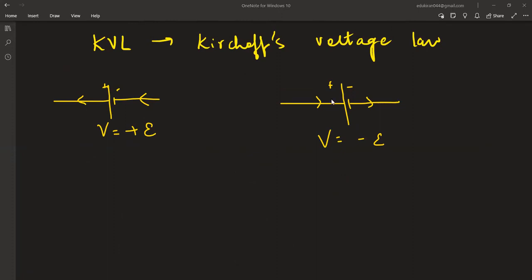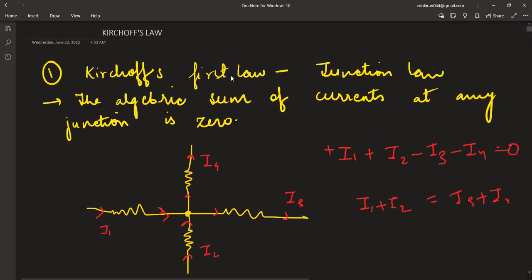Yes, I'll repeat. Firstly, Kirchhoff's current or junction law says that whatever current is entering the junction is equal to the current leaving the junction. Let's say I1 and I2 have entered, so I3 and I4 are exiting. So I1 plus I2 is equal to I3 plus I4.